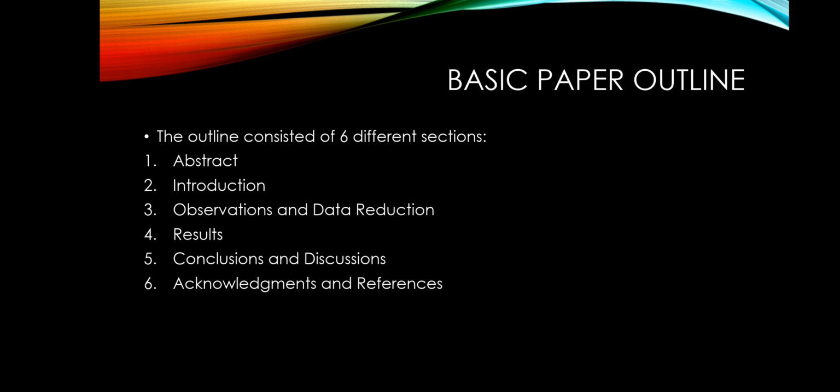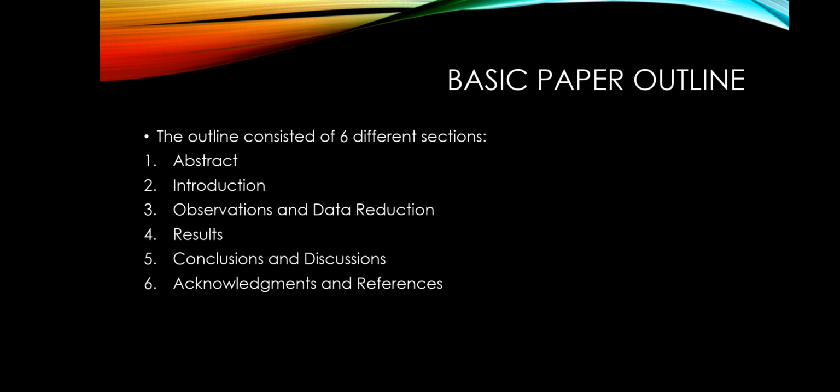The basic paper outline was as follows. It consisted of 6 different sections. 1, the abstract. 2, the introduction. 3, the observations and data reduction. 4, the results. 5, conclusions and discussions. And 6, the acknowledgments and references.